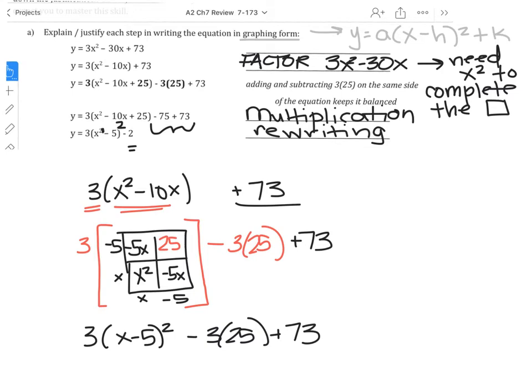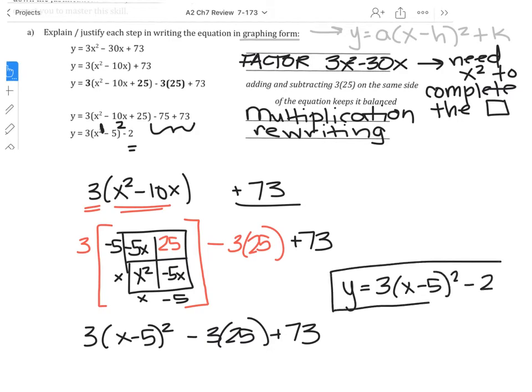Your copy does not have this other little one that had the squared on the inside instead of the outside on my copy. So that should not be there. The squared should be on the outside. So now it is written in that graphing form, y equals 3, x minus 5 squared, minus 2. And that's going to be really useful to help us graph and gather some key information.